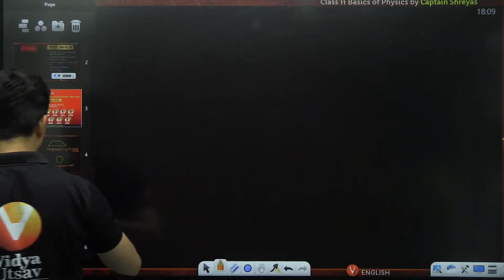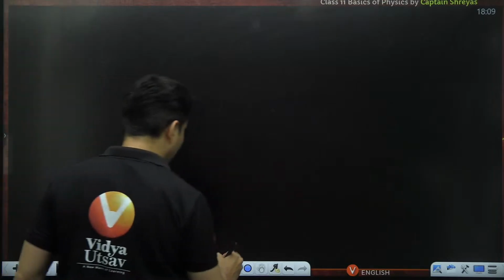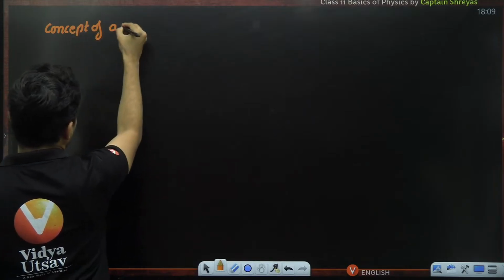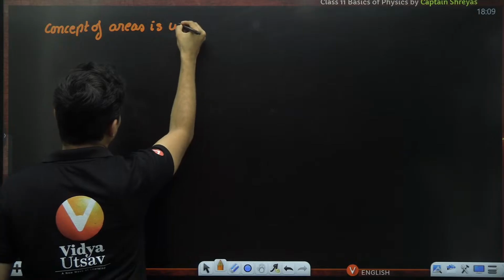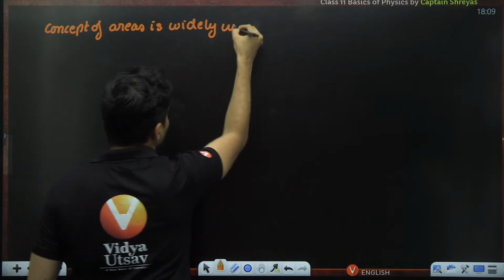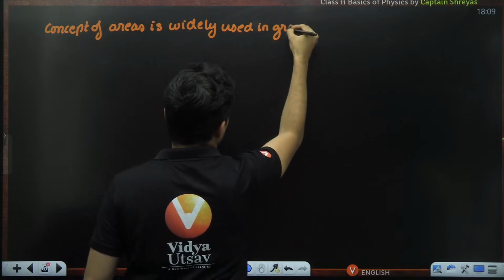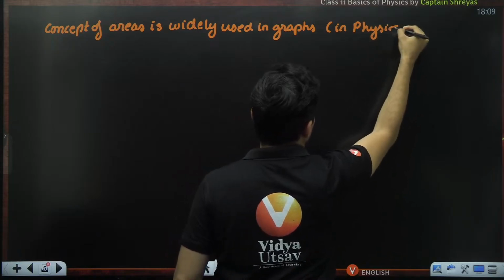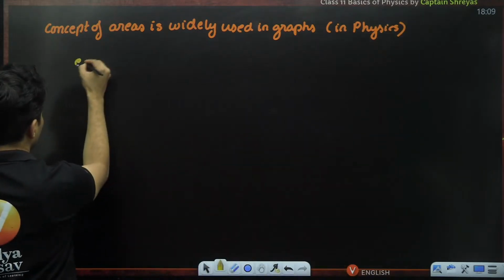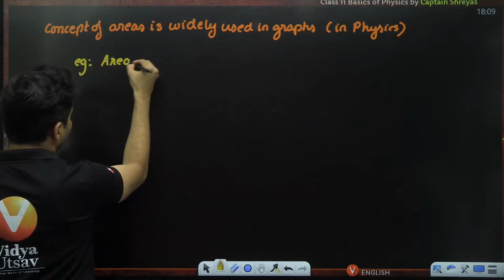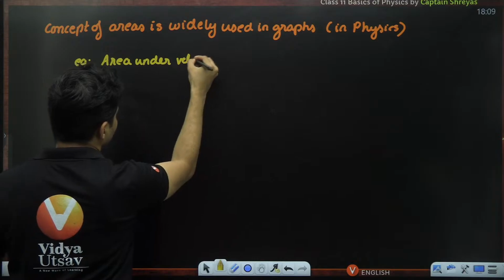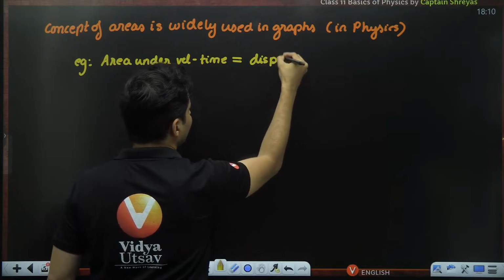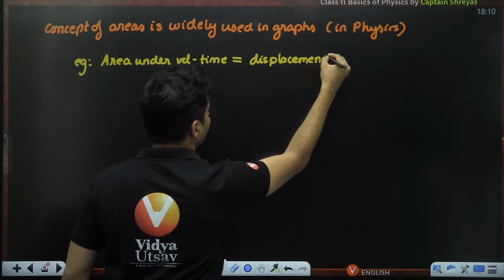So coming to the point, the concept of areas is widely used in graphs, basically in physics. For example, the area under the velocity versus time graph gives you the displacement.